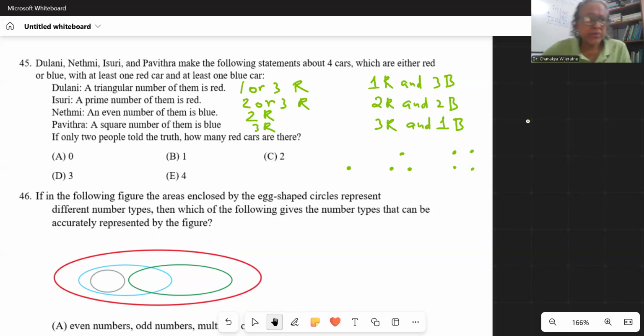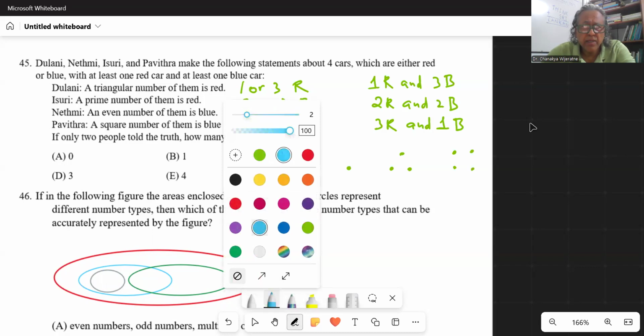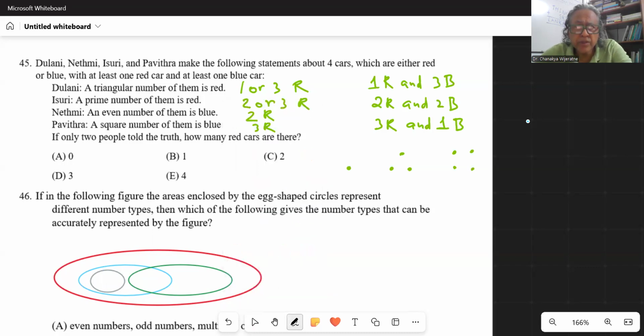Now, if only 2 people told the truth, how many red cars are there? If it is 1 red, only Dulani said the truth. And if it is 3, three of them said the truth. But if it is 2 only, we have exactly two people saying the truth, right? So that means 2 has to be the answer, right? Okay, so let's go to the next question.